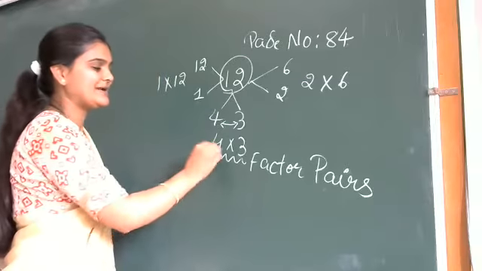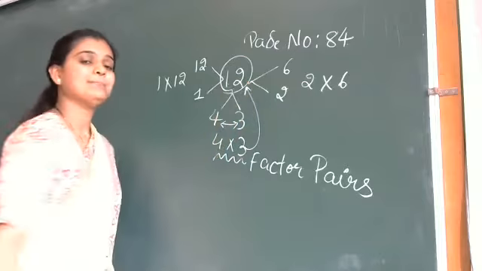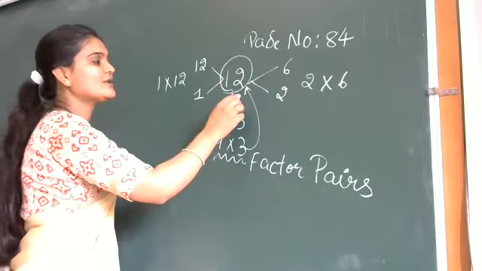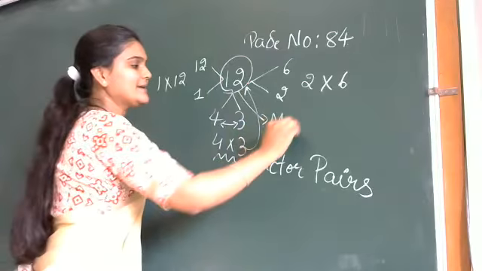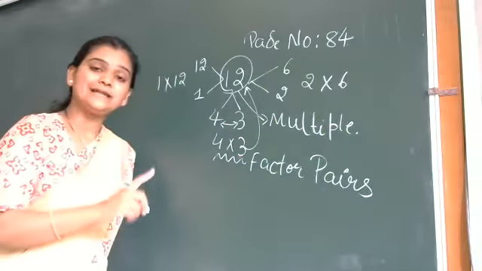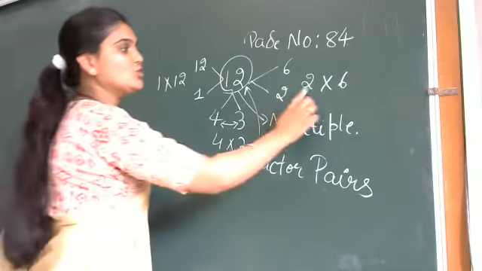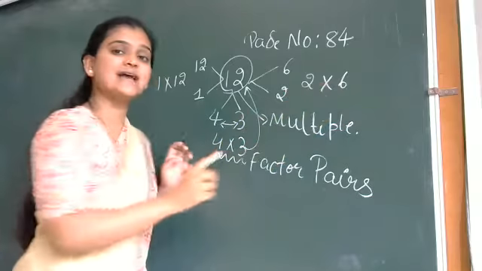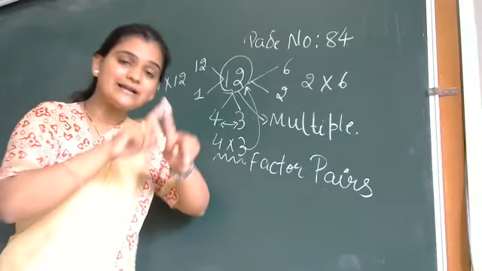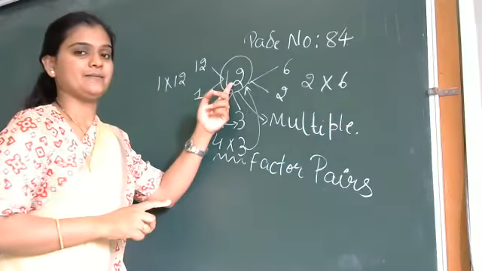Very good. So it is multiplication of the factor pairs. It is equal to the multiple. What is 12 here known as? It is our multiple. Multiple or product, it is one and the same. Here 2 into 6, 2 and 6 are the factor pair. After multiplication of the factor pair, we get the multiple.